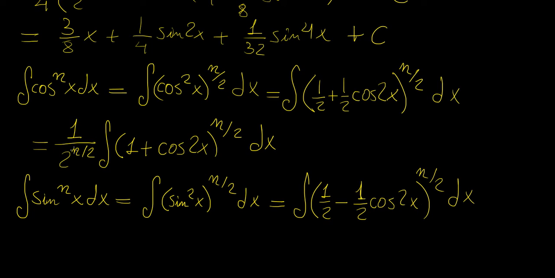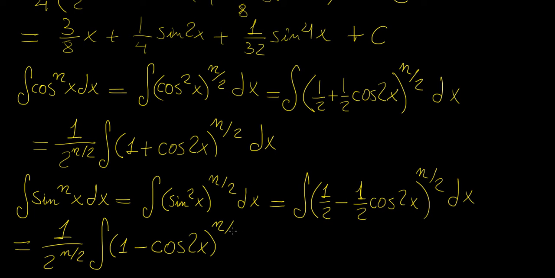But nevertheless, we're still going to get a similar formula to that. So this is going to be 1 over 2 to the power of n over 2. Now you're going to have the integral of 1 minus cosine of 2x. So you notice that this is pretty much the same formula. The only thing that is different is that now you have a minus here instead of a plus. So you can imagine that the terms you get are going to be alternating in sign, whereas these ones are not going to be. They're just going to be positive all the way throughout. And yeah, that's pretty much what you would have for even powers of cosine and sine functions.